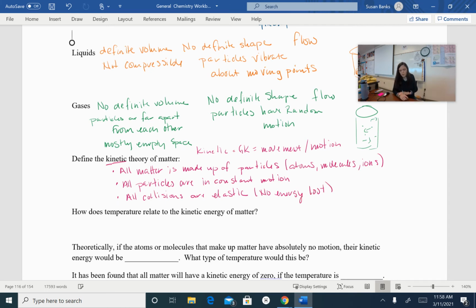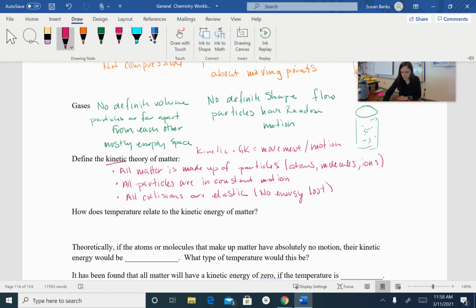Okay? So let's think about temperature. What happens to molecules when we raise the temperature? What happens to their motion? Kinetic energy is really a measure of temperature. Motion is a measure of temperature. So when things get hotter, don't they move faster, right?